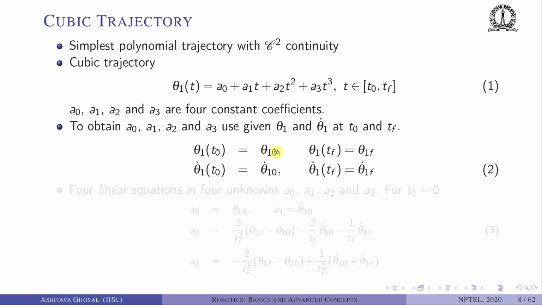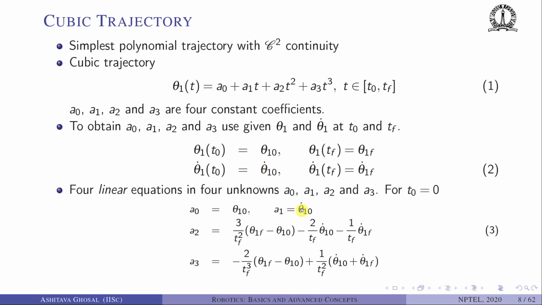So theta 1 at t0 is theta 1 0, theta 1 at tf is theta 1 f, theta 1 dot at t0 is theta 1 dot 0, and theta 1 dot at tf is theta 1 dot f. So if you substitute these 4 given positions and velocities at t0 and tf back into this cubic equation, we will get 4 linear equations in 4 unknowns: a0, a1, a2 and a3. For the sake of simplicity, let's assume that t0 is given as 0. So we start at 0 time.